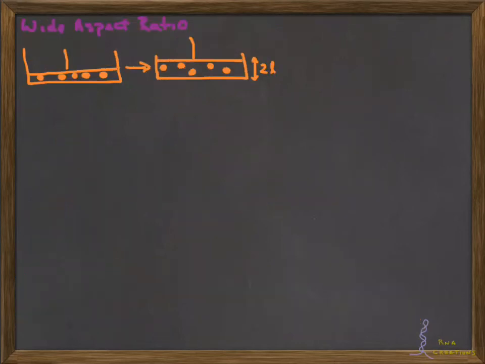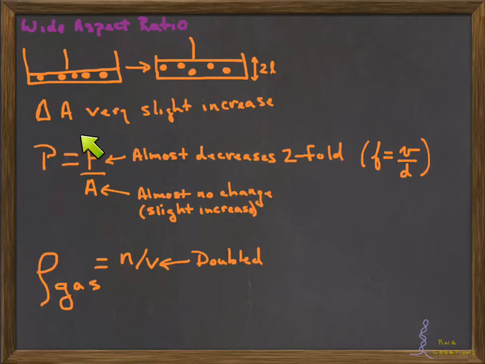Now let's go ahead and consider what happens with the other aspect ratio of the piston. This is a very wide aspect ratio. The volume needs to double, and so L again doubles to 2L. The change in the surface area is very slight in this particular case, because most of the area comes from the top and the bottom, and that doesn't change during the expansion. Here's the equation for pressure. The denominator, A, as we just said, has almost no change, but still there's a slight increase from the contribution that comes along the outside of the piston.